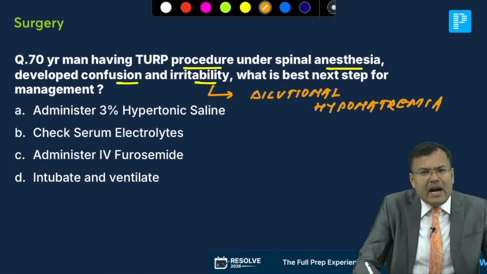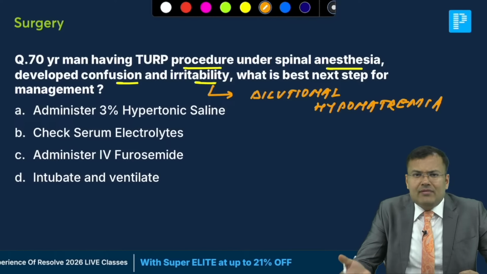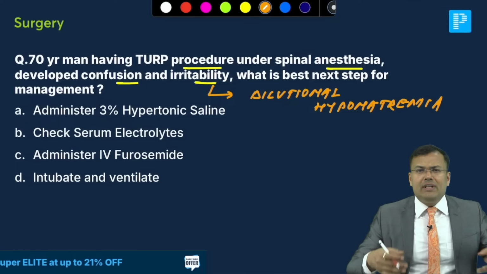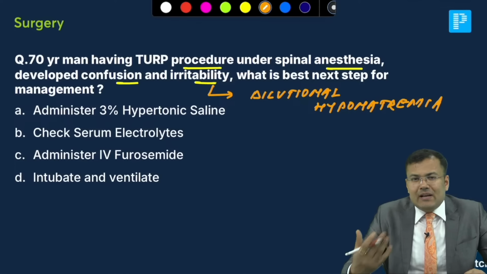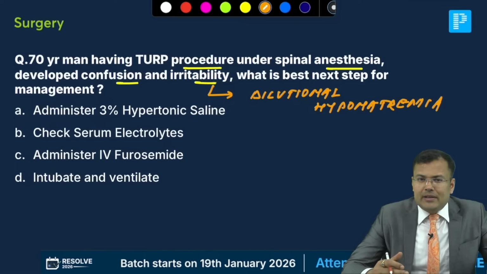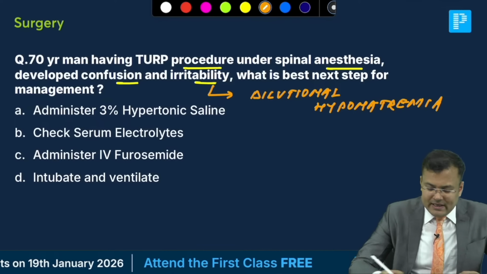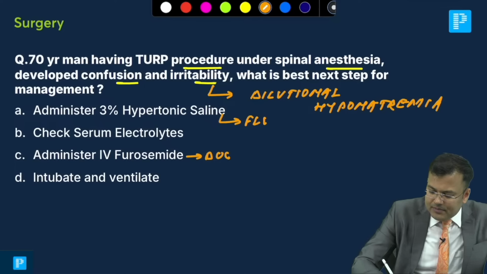Yes, you have to give IV furosemide. And IV furosemide is given. Even after IV furosemide, when excess fluid is taken out of the body, still the patient is not improving. In these cases, we have to give hypertonic saline. So first, drug of choice, furosemide. Fluid of choice, hypertonic saline. So guys, this is the drug of choice and this is the fluid of choice.